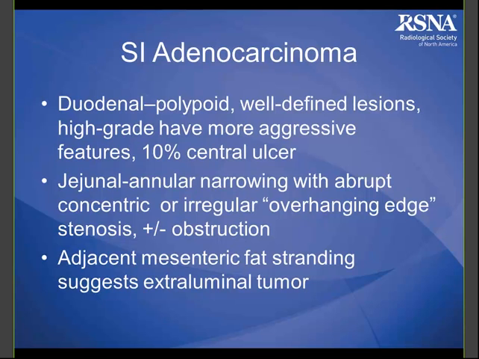Duodenal adenos can be polypoid, well-defined lesions. High grade have more aggressive features, and 10% can ulcerate and cause bleeding. Jejunum, they can be annular, narrowing with abrupt concentric or those overhanging shouldering margins, may or may not be associated with obstruction. And adjacent mesenteric fat stranding suggests extraluminal tumor.